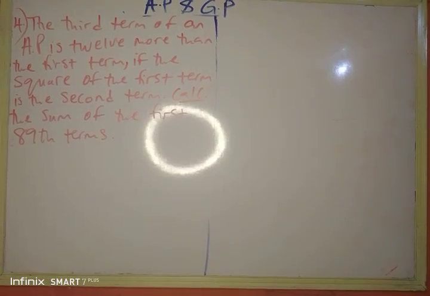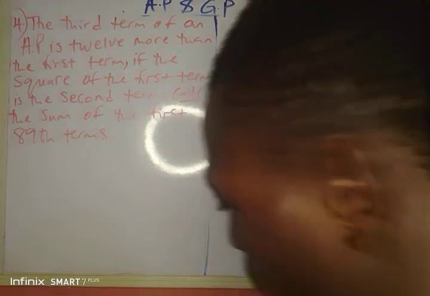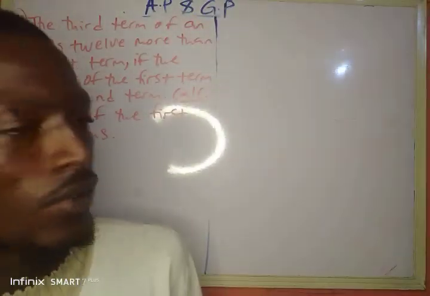The third term of an AP is 12 more than the first term. If the square of the first term is the second term, calculate the sum of the first 89 terms. Now, how do I solve this kind of question?